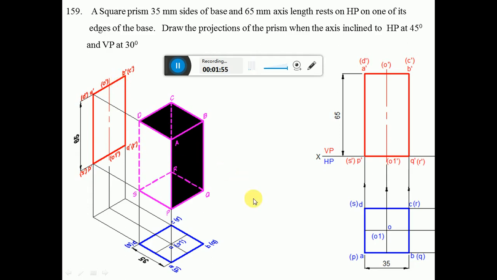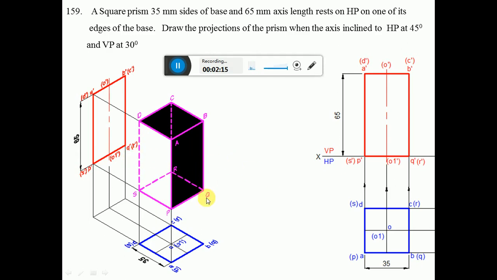Now when you look from the front view, PQ is near to the observer, so P dash Q dash is visible, and RS is away from the observer, so R dash and S dash become invisible. And then O1 dash is hiding the edge PQ, so naturally O1 dash becomes invisible.